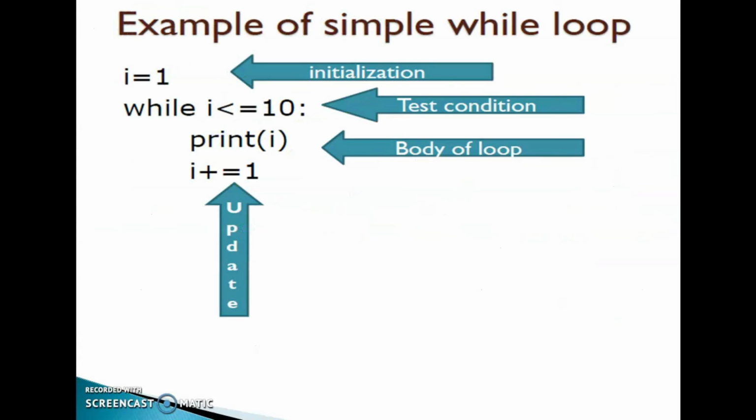Okay. Example of a simple while loop. i is equal to 1, this is the initialization. While i less than or equal to 10, this is the test condition. We need a starting value of this i, then only we can enter the loop. Then print i, body of the loop. Print i and i plus equal to 1. Here this i plus equal to 1 is the update statement. Okay. Clear? This is the simple while loop.